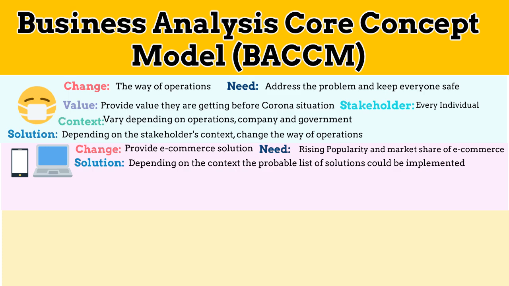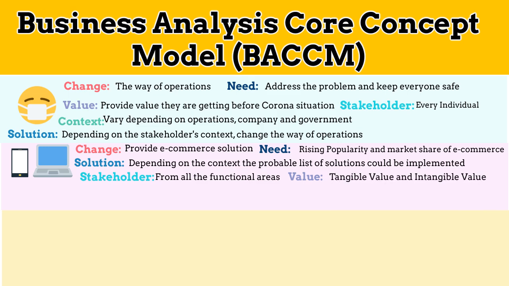Getting it? Okay, now the stakeholders here we can say are almost all the people from all the functional areas like sales, marketing, operations within the organization. And here the value will be of two types, a tangible value and an intangible value. The tangible value in this case will be an increase in sales and an increase in the company's market, and intangible value will include transforming the organizational digital structure, or you can say the introduction of new talent and ideas.